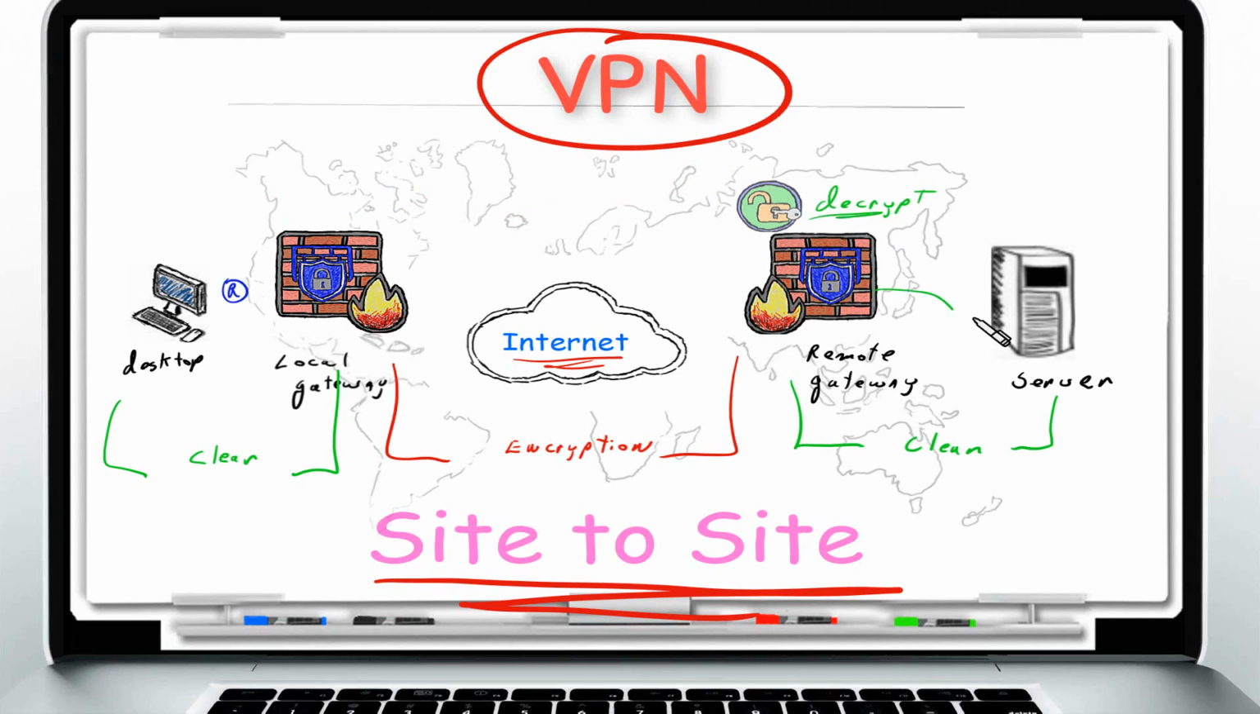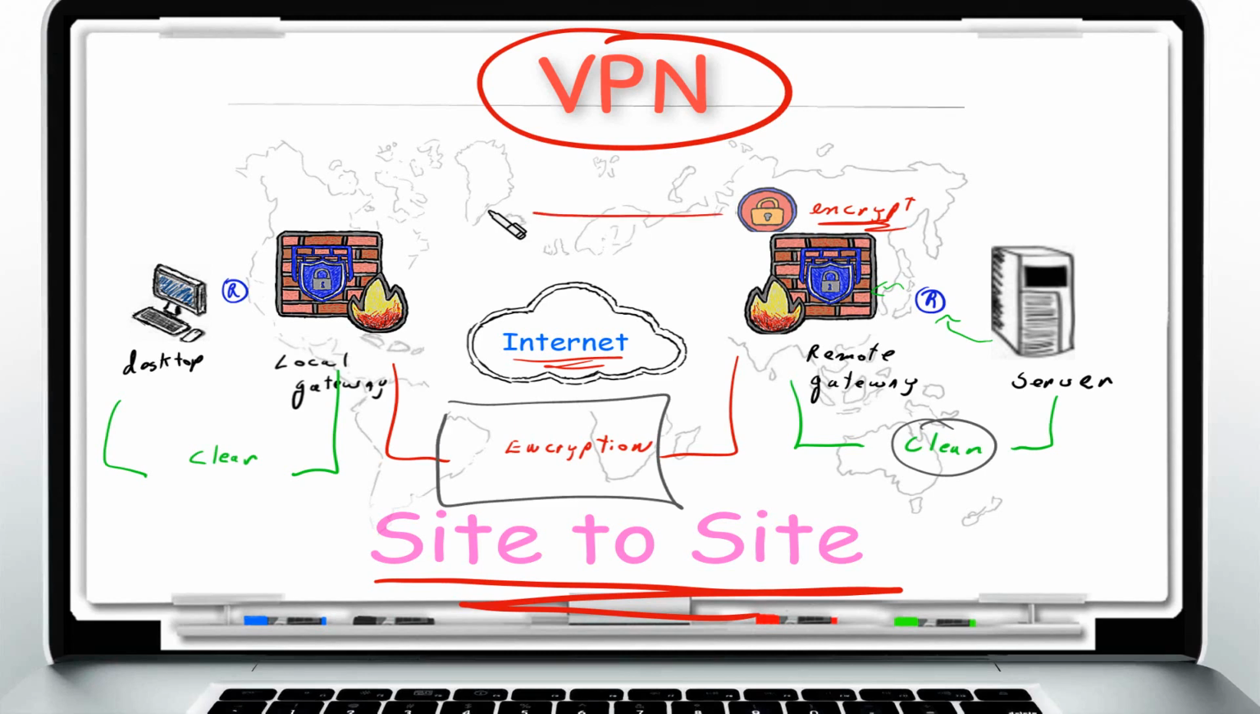And this process is repeated in the reverse direction. The server will reply back to the client in the clear. The packet is routed to the remote gateway. The remote gateway recognizes that it needs to encrypt the data. The data is encrypted. The packet is then routed through the internet, encrypted and protected. And when it arrives on the local gateway, it is then decrypted. And this process is repeated for all packets that are being exchanged between the client and the server.